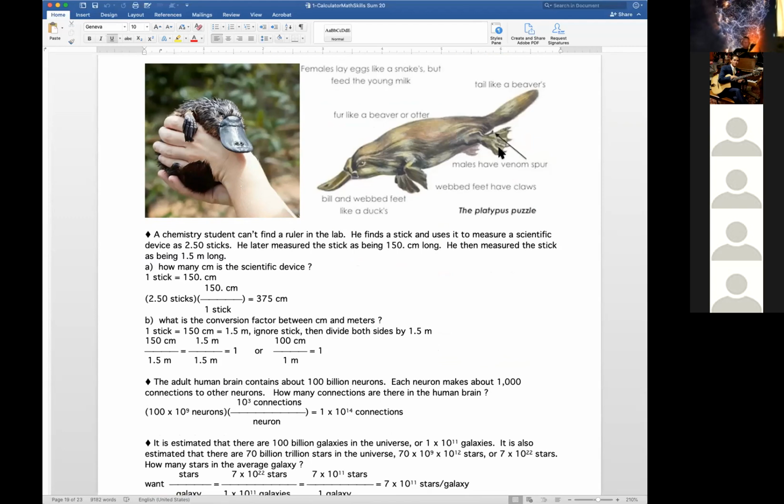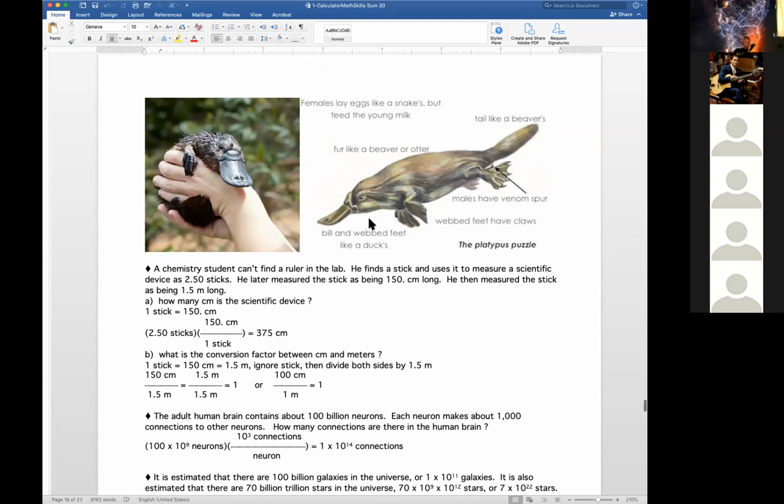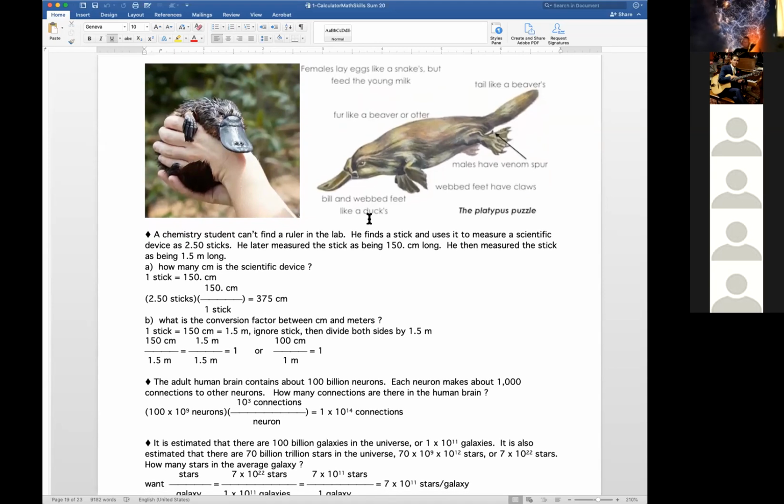So it has genes similar to snakes because of the venom. It's got webbed feet with claws. It's got a bill and webbed feet like a duck's. So it's got genes from birds, genes from mammals, genes from reptiles. It's just the most unusual thing. And by the way, we humans have two chromosomes that essentially determine sex, although they don't often do a great job with that. Well, they suspect that the platypus has 10 chromosomes involved in determining sex.